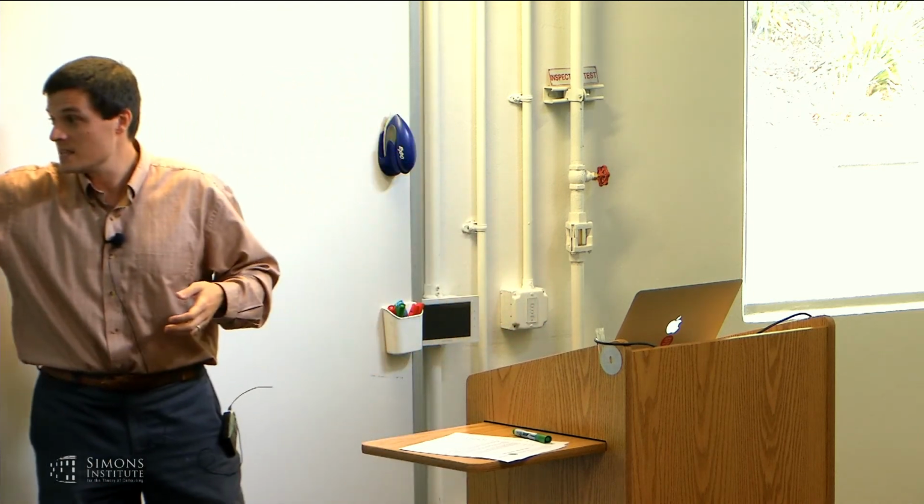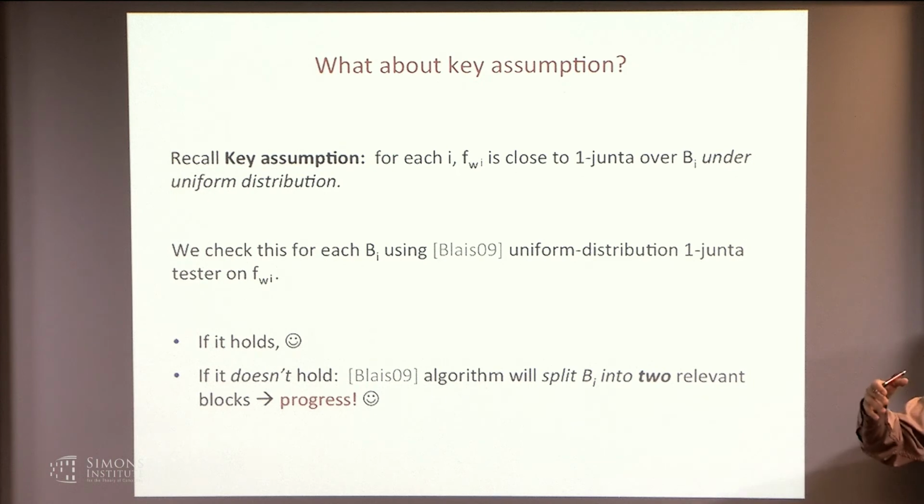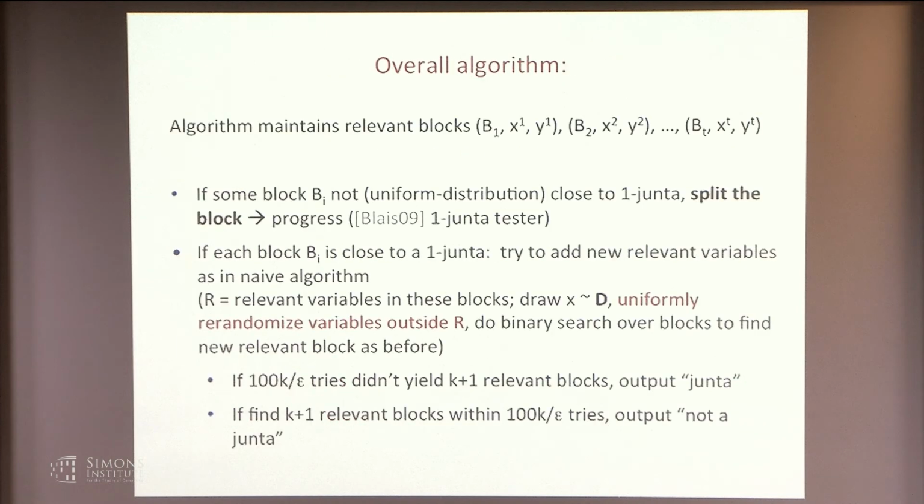So in this case, the output of the one junta tester lets us make progress. It splits what was previously a block that I knew had one relevant variable into two blocks, each of which has one relevant variable. So I've made progress toward my overall goal of coming up with k+1 blocks, each of which has a relevant variable. If I can do that, I know it's not a k junta, and I'm done. Okay, so the algorithm on the next slide is probably not worth going over in detail. You just combine these intuitions in the obvious way, and you're able to get the overall tester.